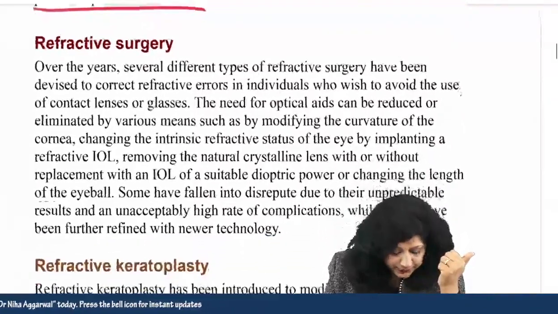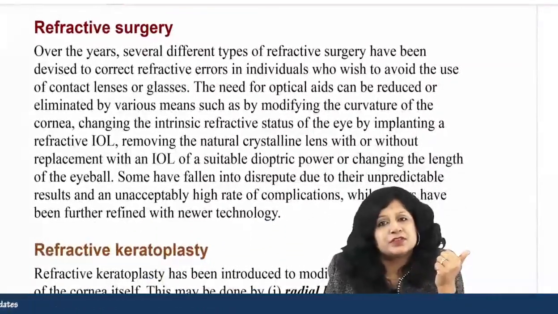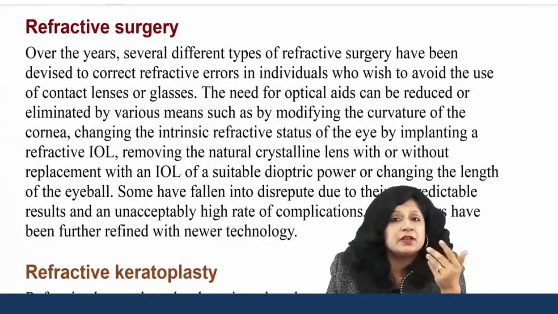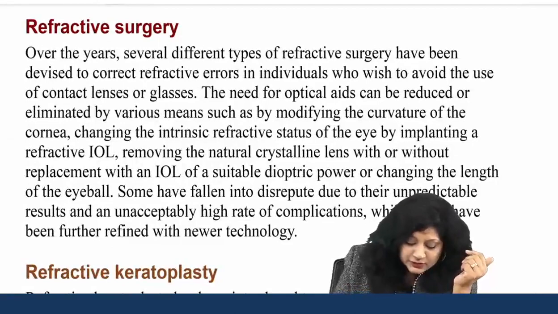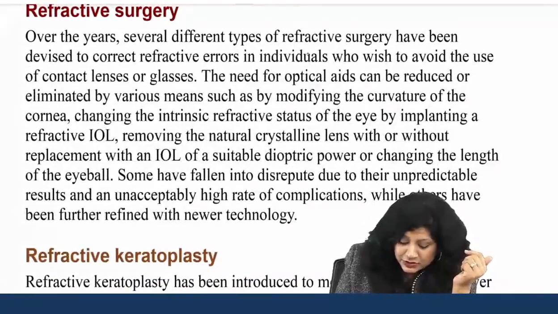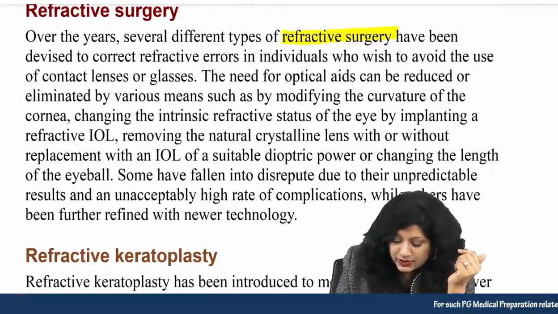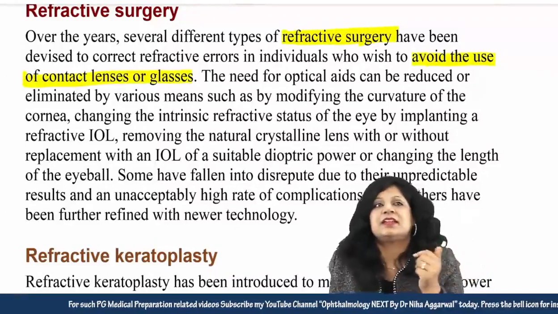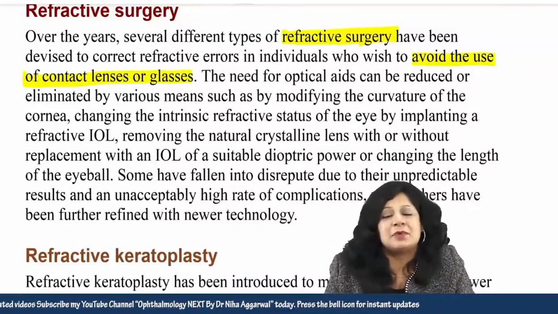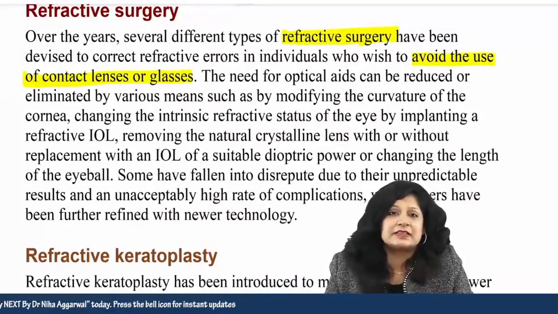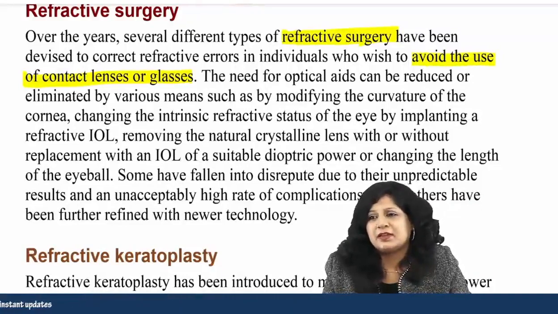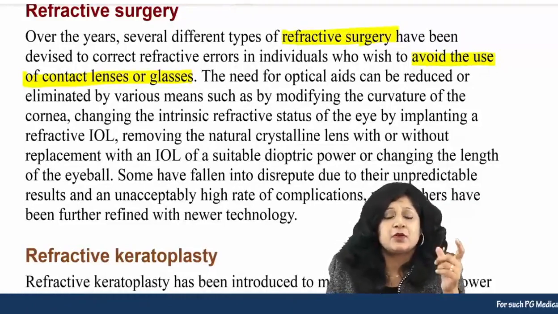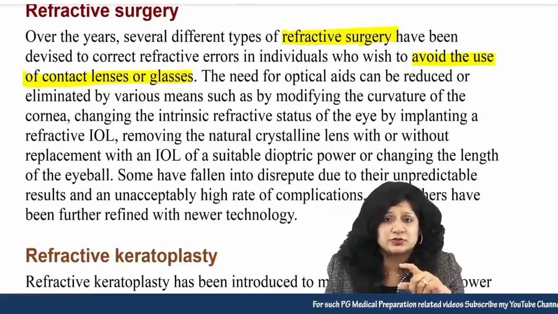Then coming to the refractive surgery. I told you that because there are certain problems with the contact lenses, we are going with the refractive surgeries also. Over the years, several different kinds of refractive surgeries have been devised to correct refractive errors for those who want to avoid the use of contact lenses and glasses. I think this number is greatly increasing nowadays, because nobody wants to wear spectacles, and contact lenses are becoming a problem because of tolerance. That is why I even recorded a separate video on the refractive surgeries. So please do look at that also.